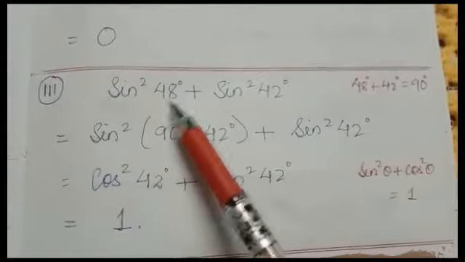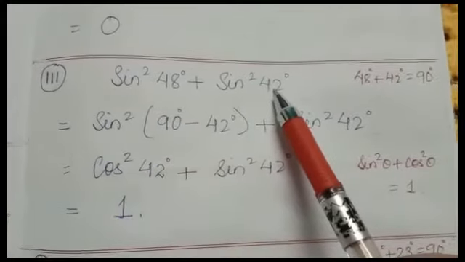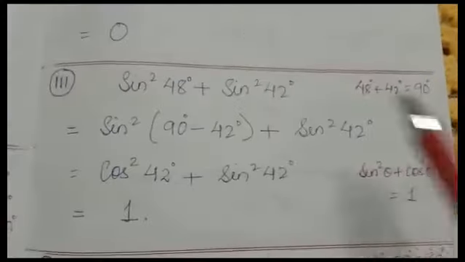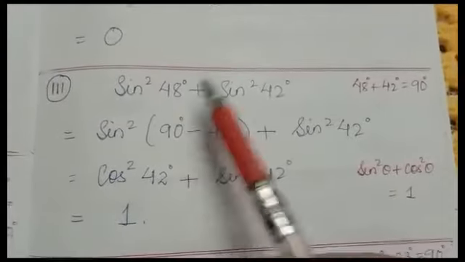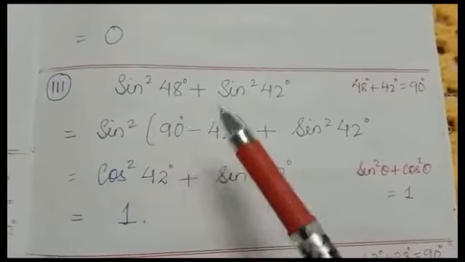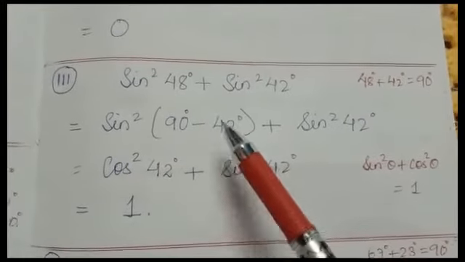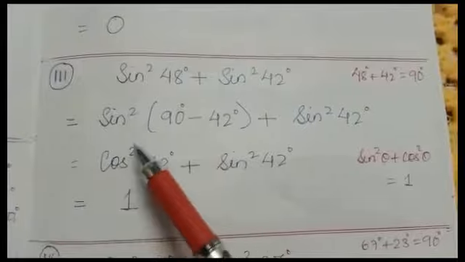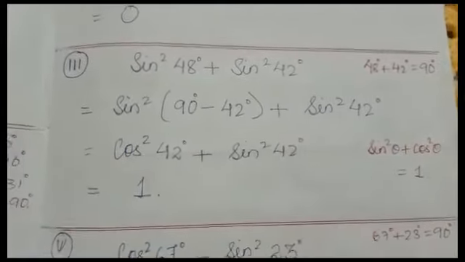Number 3: sine square 48 degree plus sine square 42 degree. 48 and 42 are complementary. Its sum is 90. So we'll convert this 48 into 42. So in place of 48 we'll write 90 minus 42. Now the complementary of sine is cos. Square is here. So cos square 42 degree plus sine square 42 degree.